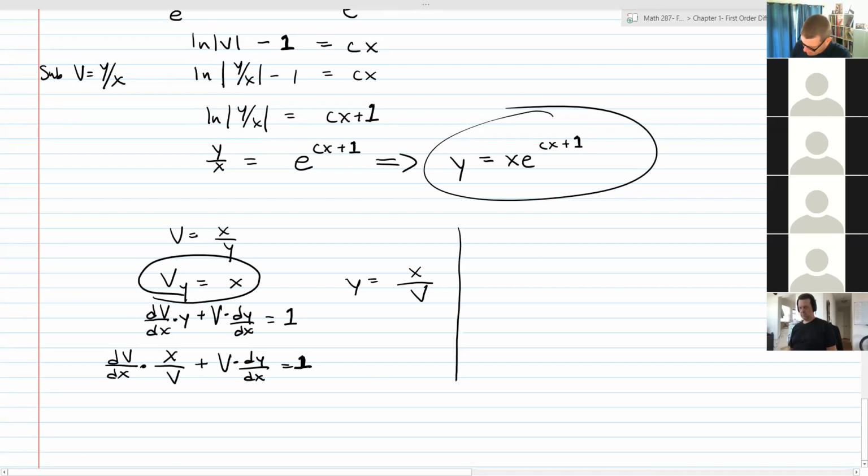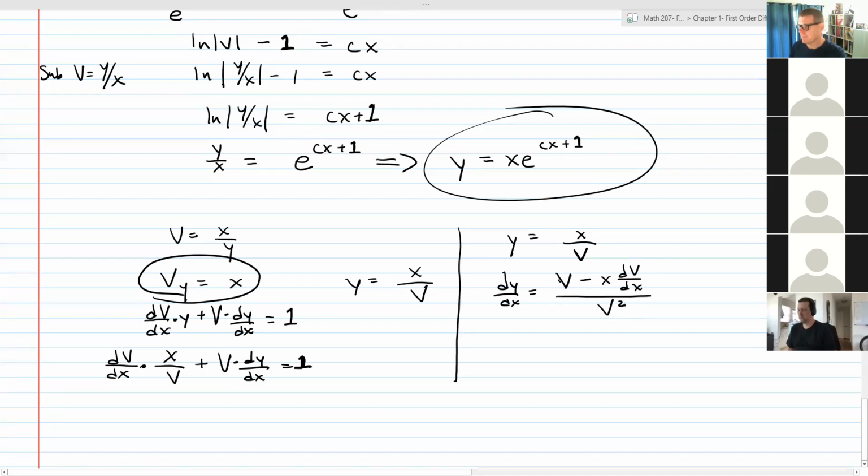Just give me a moment here. I go y equals x over v. And what I get is dy dx equals v minus x dv dx over v squared. That's better.